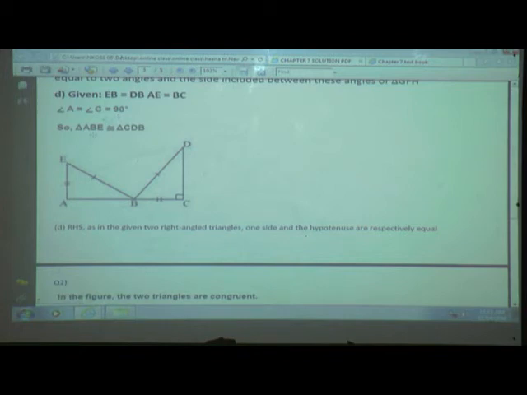So here we can say the triangle ABE is congruent to triangle CDB by RHS, as in the given right angled triangle, one side of the hypotenuse and one other side are respectively equal. So in the right angle triangle, the hypotenuse should be equal and one side of the right angle should be equal. So we can say these two triangles are congruent by RHS criteria.